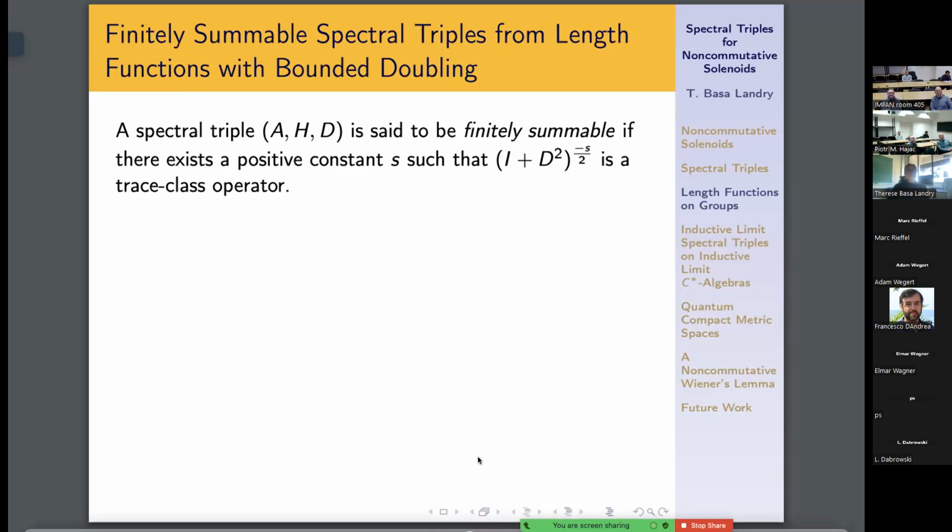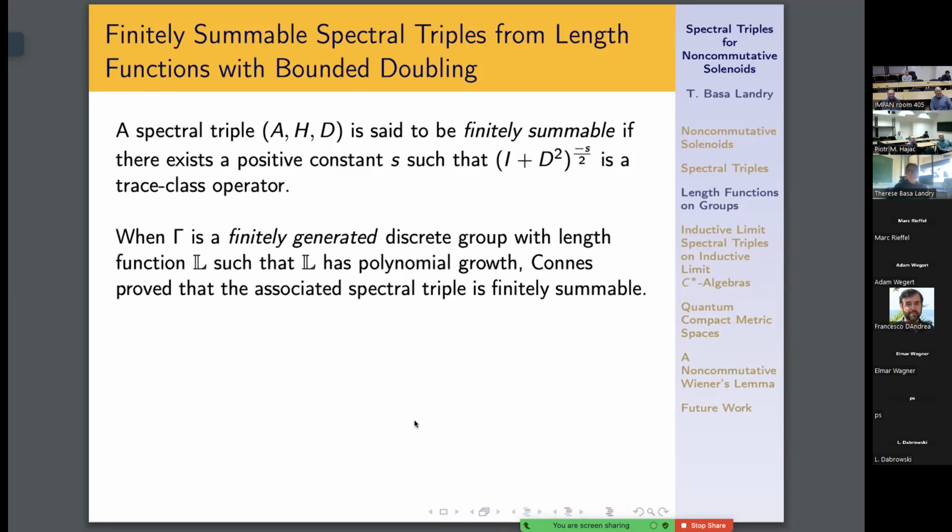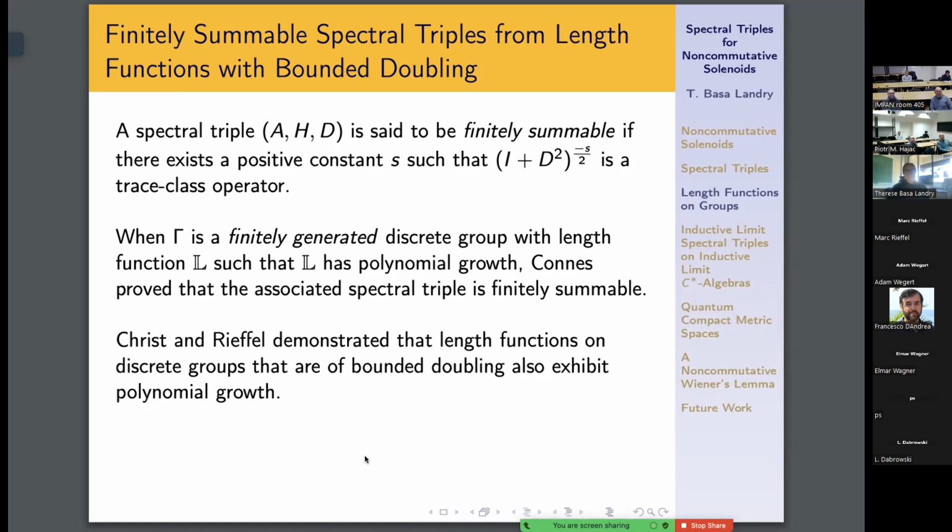So we can also construct finitely summable spectral triples from length functions with bounded doubling. A spectral triple is said to be finitely summable if there exists a positive constant S such that the identity plus the Dirac operator squared to the power of negative S over 2 is a trace class operator. When we have a finitely generated discrete group with a length function that has polynomial growth, Connes showed that the associated spectral triple is finitely summable. And Christ and Riefel demonstrated that length functions on discrete groups that are bounded doubling also exhibit polynomial growth.